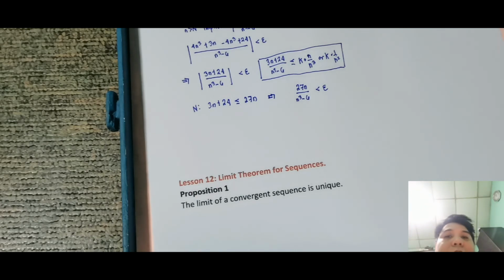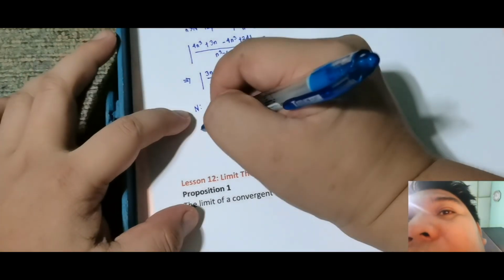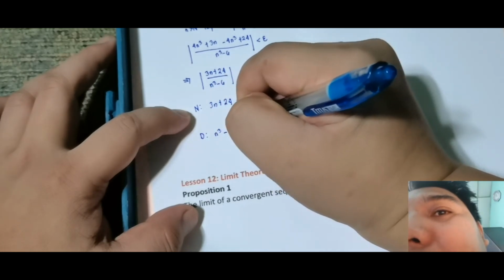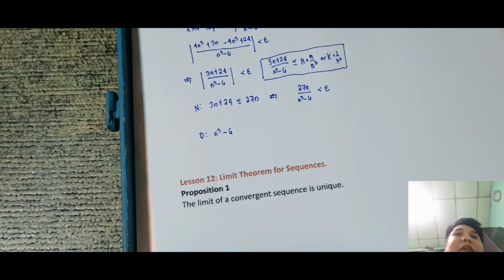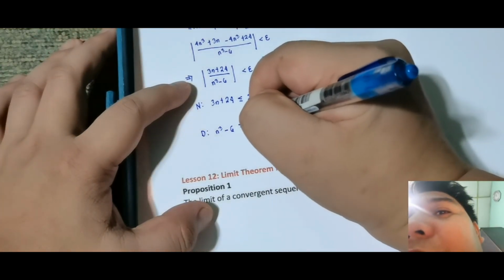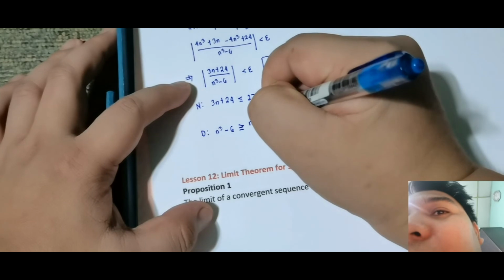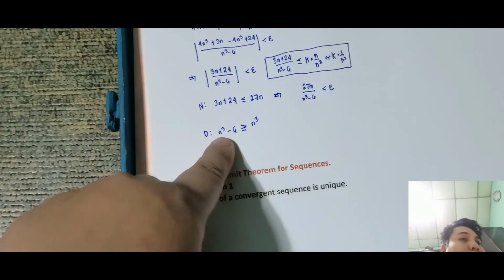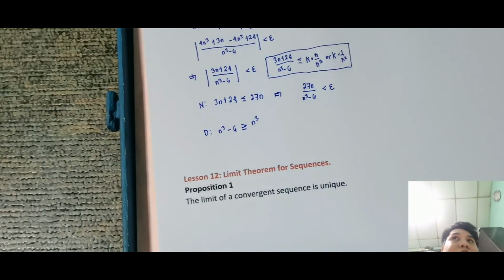Now for the denominator, I will look for a lower bound, meaning I will lower it. I look for the lowest bound for the denominator, n cubed minus 6. Where is it higher? Notice that it is lower, so I cannot say it is greater than or equal to n cubed, because for n equal to 1, it is smaller, which is not true.